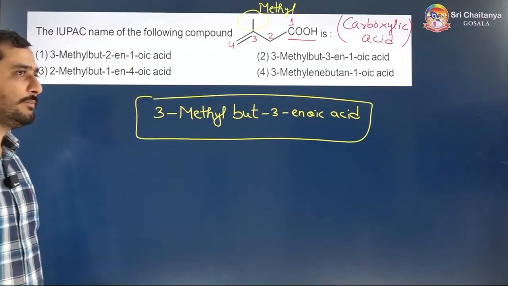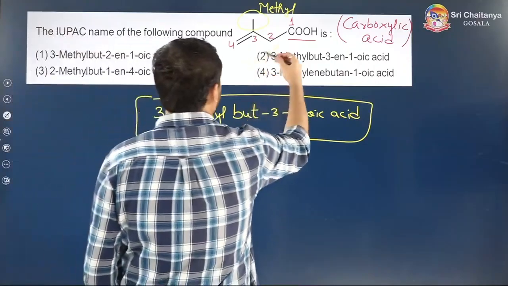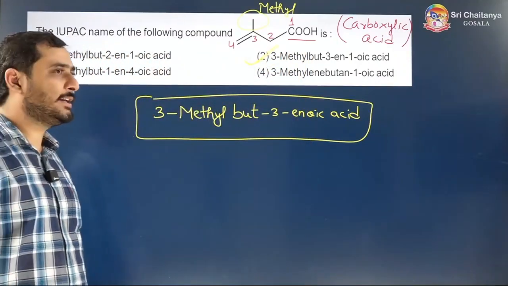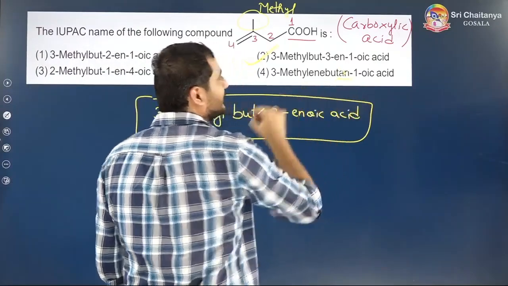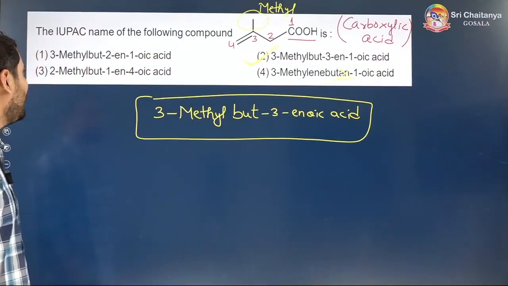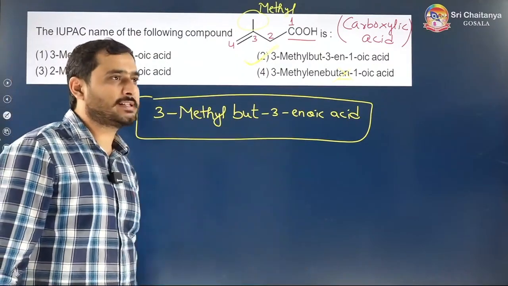Now check where this option is given, 3-methylbut-3-enoic acid. So which option will match? Option number 2, 3-methylbut-3-enoic acid. Now if we check the fourth option, ane is given. That's why this is not correct. Ane is given, but here a double bond is present. So what do we have to write? Ene. So the name is 3-methylbut-3-enoic acid.